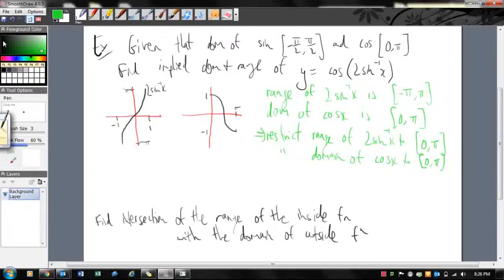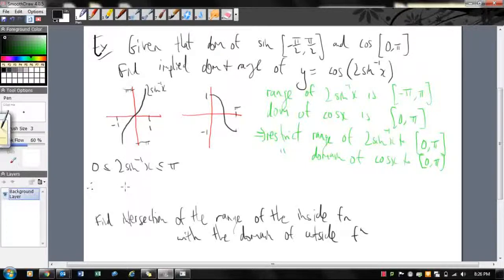Am I going to fit this in? I'll go back to black. So if the range of 2 sine negative 1x is between 0 and pi, therefore 2 sine negative 1x is between the values of 0 and pi. So we've got a function between that. That's the range of values that we get. Then we just need to solve this for x, and that'll give us the domain of the whole function.